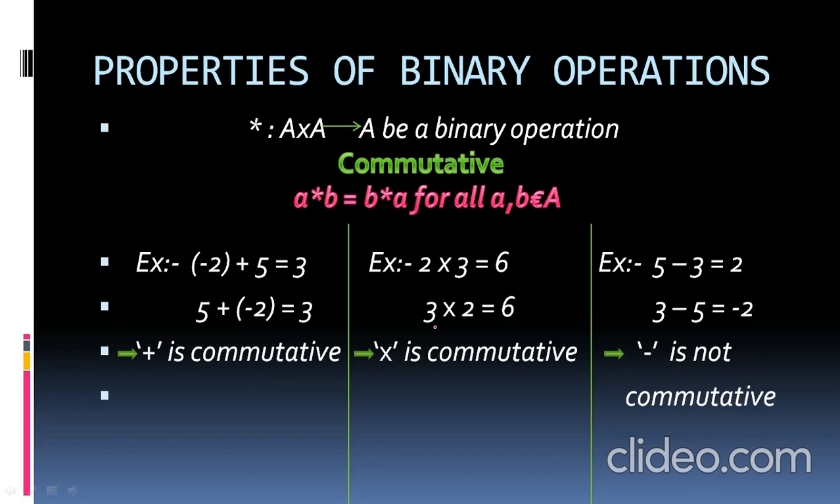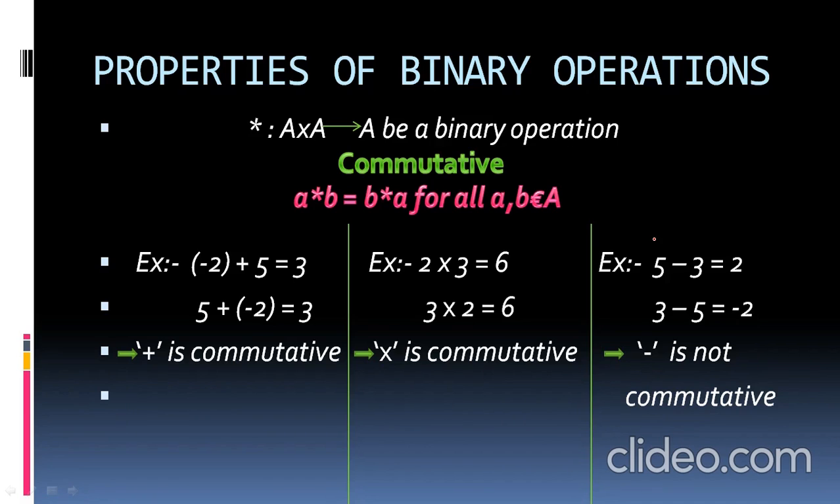Now consider multiplication. If we multiply two numbers, for example, if we multiply 2 and 3, 2 into 3 is 6. Again, if we change the order, that is 3 into 2, that again gives us 6. So the result doesn't suffer. So this operation multiplication, we can say it is also commutative.